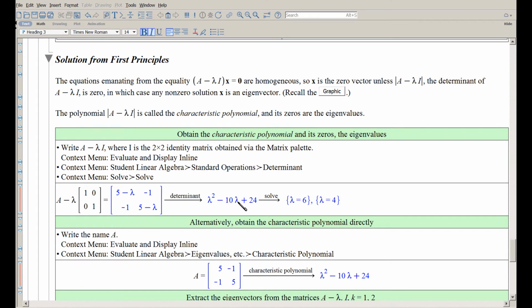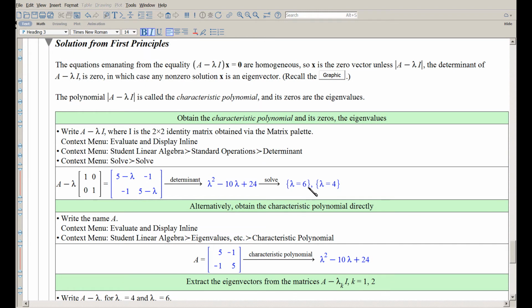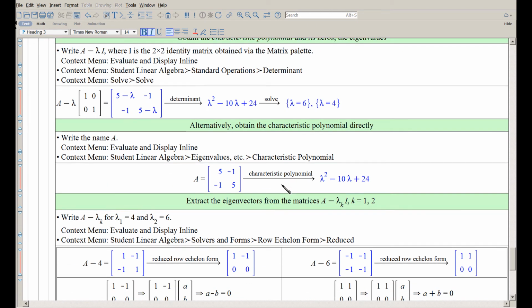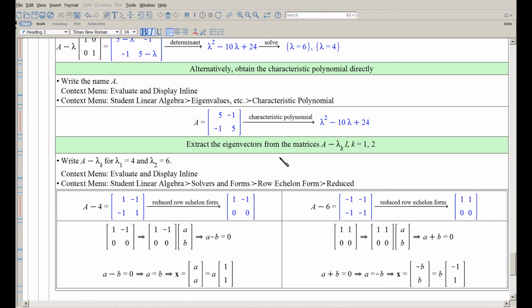Okay, so here is A minus lambda I. One gets its determinant. That is the characteristic polynomial. You can hit that with solve because Maple assumes you may set this equal to 0. And the solutions are 4 and 6. So the eigenvalues are 4 and 6. Those are the two numbers that lead to non-zero solutions of A minus lambda I, or Ax equals lambda x. Okay. You want to get the characteristic polynomial directly, get it from the context menu. Okay, and this is how you could get it from the context menu directly.